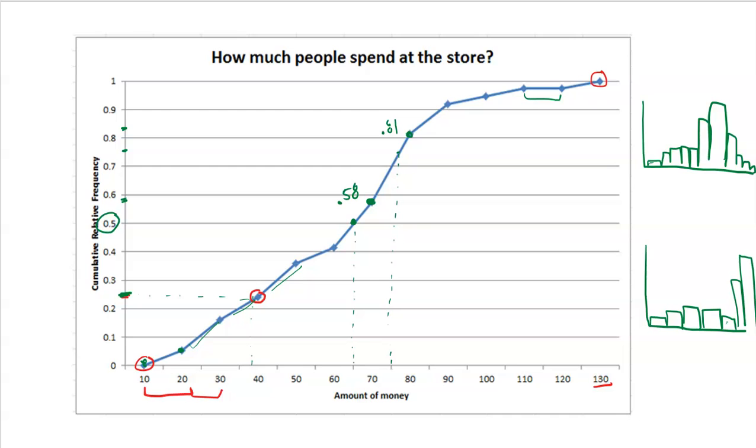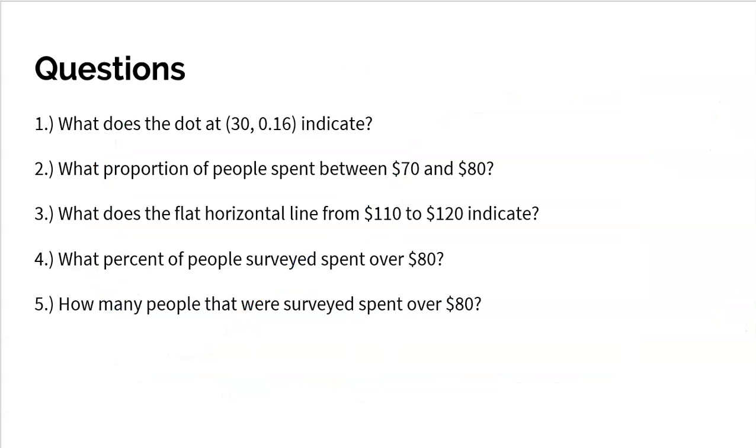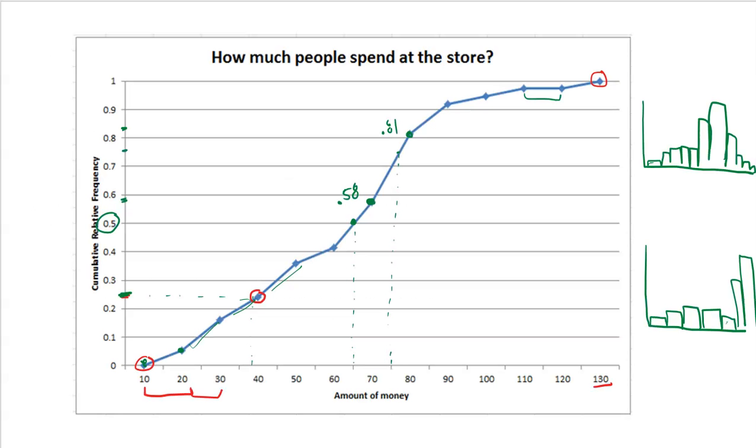cumulative relative frequency graph. Okay, let me ask you a couple more questions here. Let's get a little more specific. So what does the dot at 30, 0.16 indicate? We notice that there is a dot here at 30, and it looks to be, again, I estimate it to be about 0.16. So 30, 0.16. So what does that indicate?